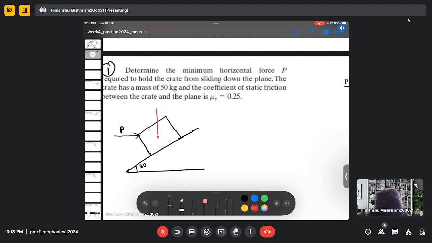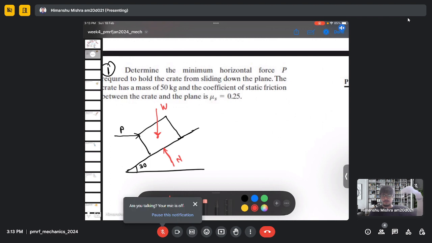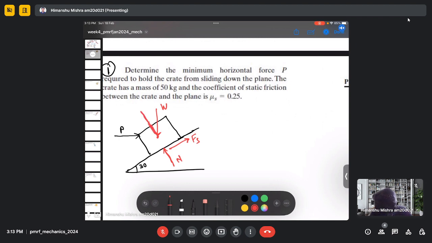Now there will be a weight which is acting, and there will be a normal reaction. Now we need to determine the external force P which holds the crate. Otherwise, this crate or this box will go down. So the friction will act in the opposite direction, which is this direction. Let's say it is Fs, and this is angle 30.